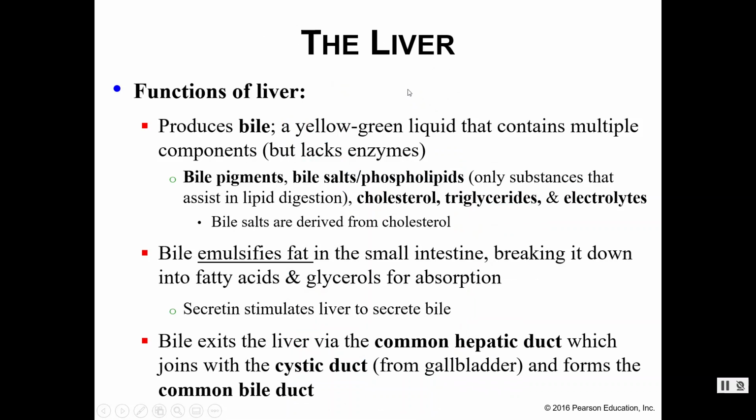Okay. Now, what does the liver do? All kinds of good stuff. Okay, one thing it does is produce bile. Okay. We've mentioned bile a couple of times. What is it? It's a yellow-greenish liquid. We've got lots of components. No enzymes, but lots of other components. Those components include, but are not limited to, bile pigments, bile salts, and phospholipids.